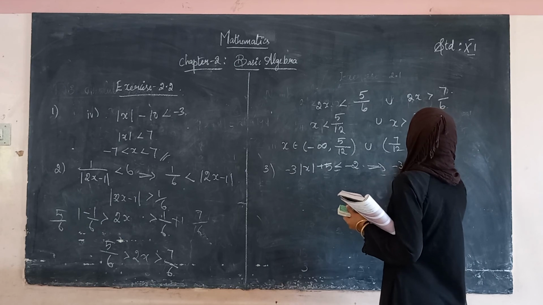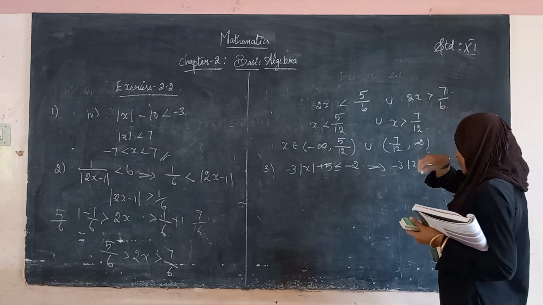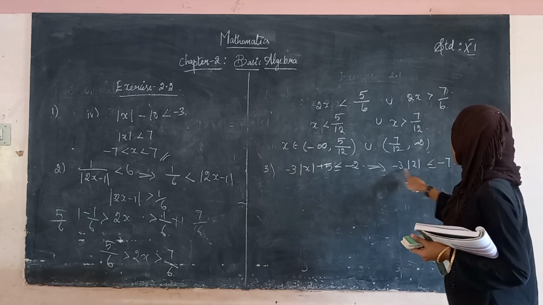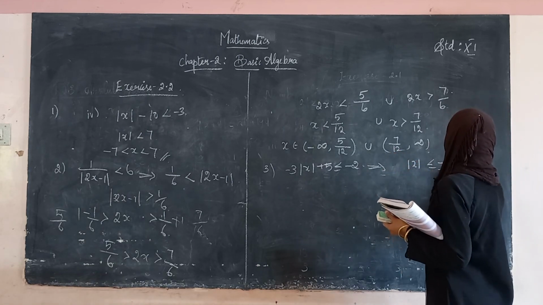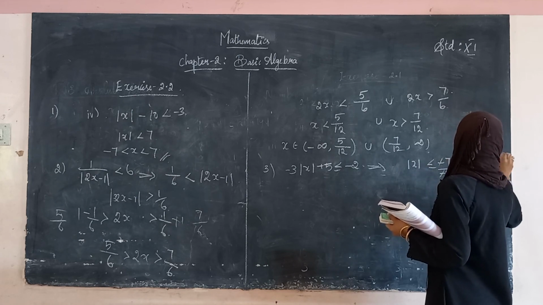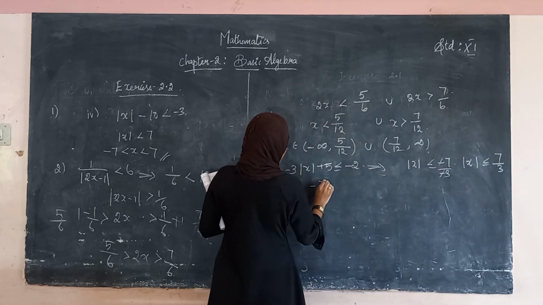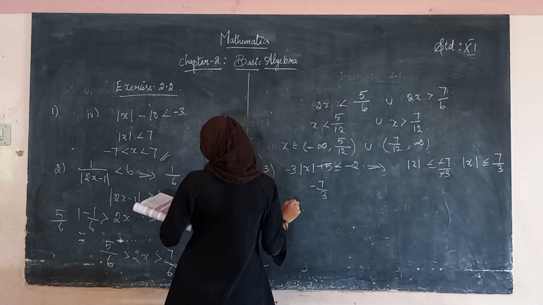Therefore, minus 3 into modulus of x less than or equal to minus 7. Okay, minus 7. And bring this minus 3 to this side, what happens? Here it becomes minus 3. Okay, therefore modulus of x is less than or equal to 7 divided by 3. So take the modulus, what happens? Minus 7 divided by 3.